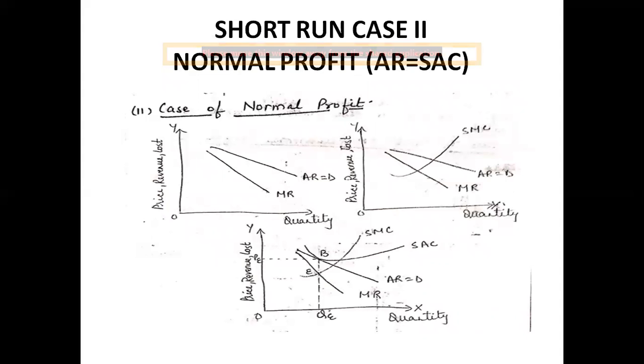Now the case of normal profit, that is the break-even point where average revenue is equal to short run average cost. The same graphs we will plot: price, revenue, cost on the y-axis, quantity on the x-axis. Then we will plot a more elastic demand curve, average revenue curve, marginal revenue curve. Then in order to determine the equilibrium condition, we will plot short run marginal cost, and this is the point where marginal revenue is equal to short run marginal cost, and short run marginal cost is cutting the marginal revenue line from below, then this is the equilibrium point. Now the average revenue is equal to short run average cost. So this is the average revenue line and short run average cost is equal, extending from the equilibrium point. So this is the point of normal profit.